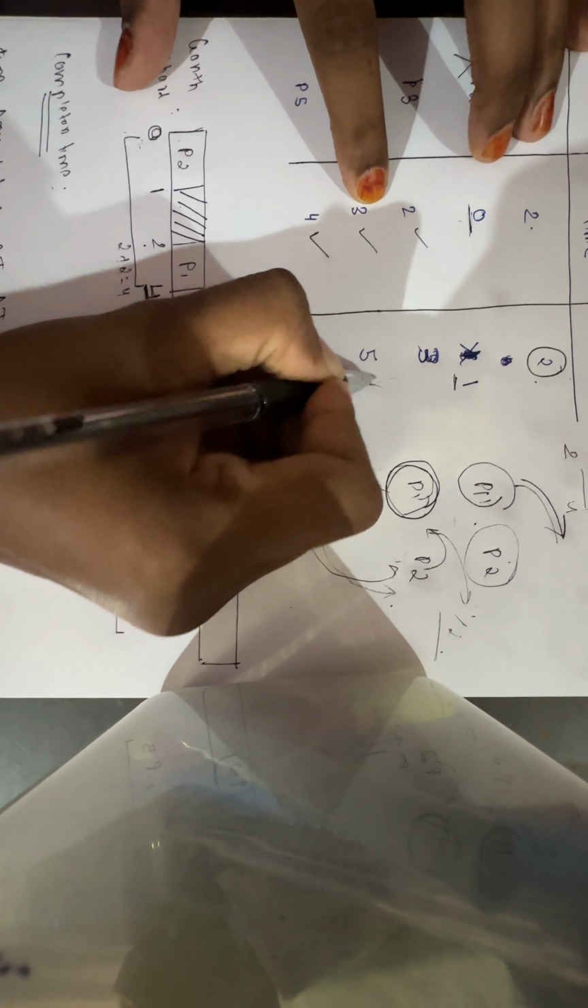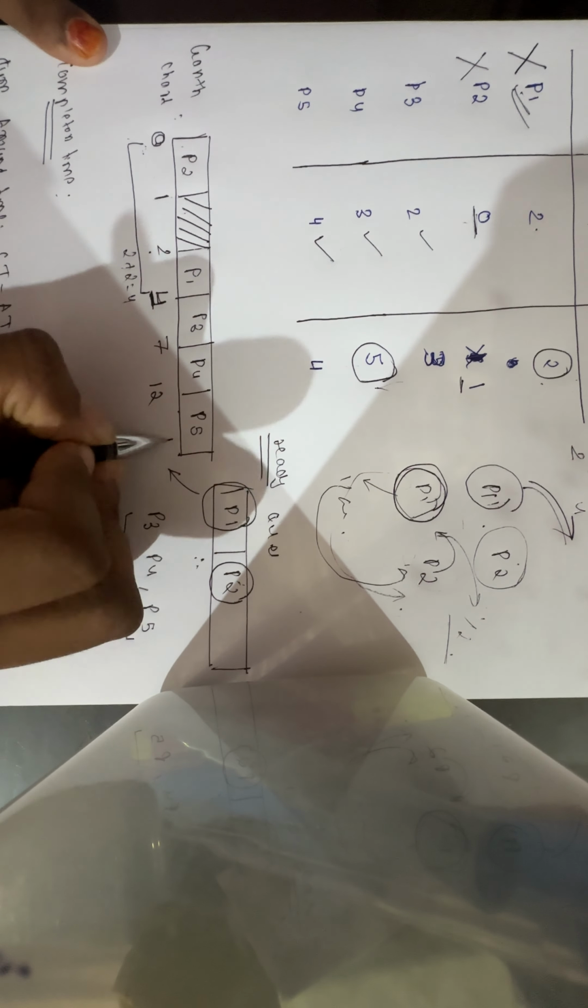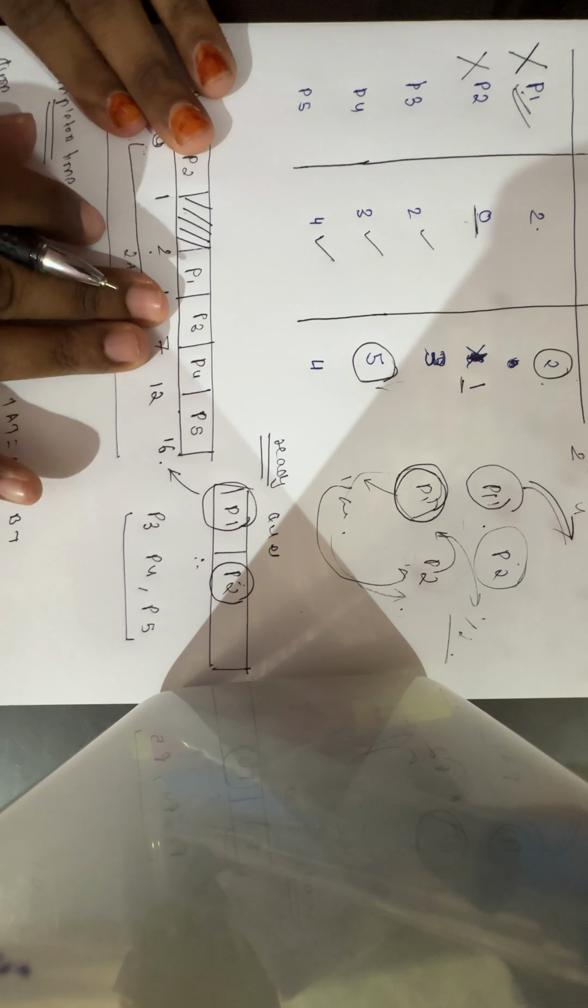Then we will assign this to the next less arrival time, that is P4. P4's burst time is 5, that is 7 plus 5, that is 12. Now we will give the CPU to the next, that is P5, whose burst time is given to us as 4, that is 12 plus 4, that is 16 here. So this is how we are going to give. This is the final answer actually.